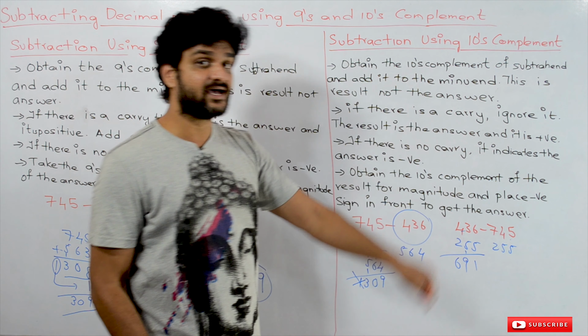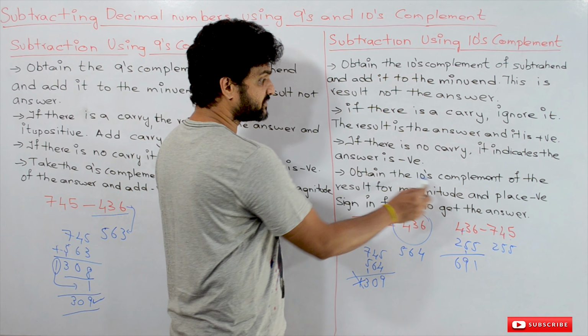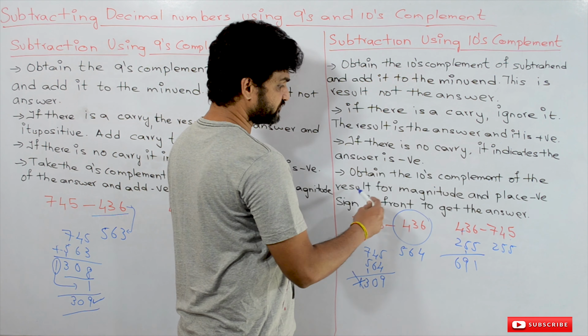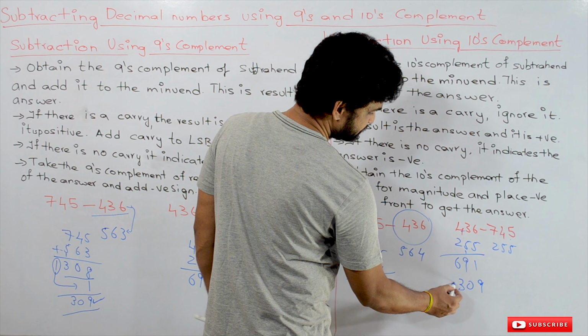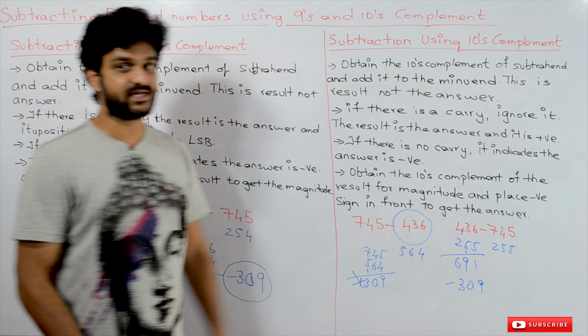Now we have to get the answer. To get the magnitude, obtain the 10's complement of the result. So what is the 10's complement of this? The 10's complement of this is going to be 309, and place a negative sign in front to get the answer. So for this you have to place the negative sign and it is going to be the answer.